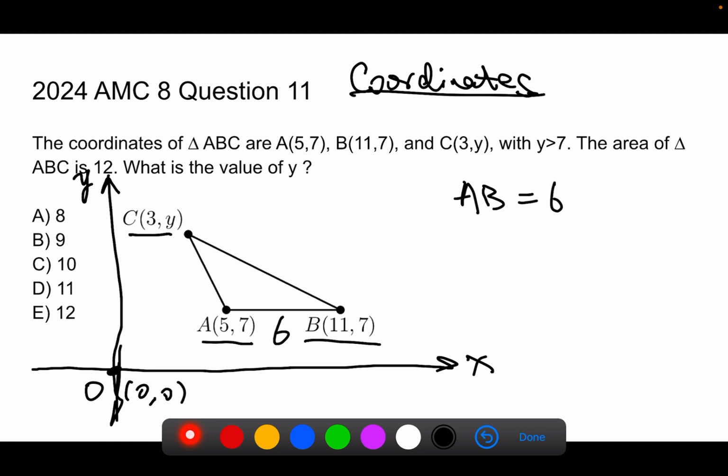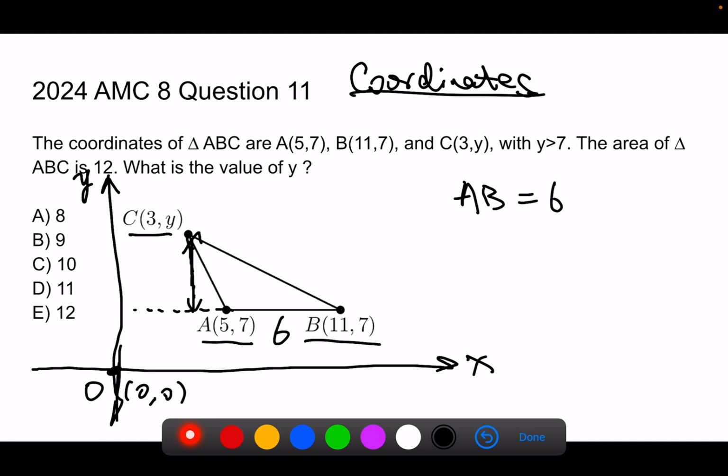Now, coordinates actually make a triangle's area much easier to find, because if you look at C (3, y) and you know y is higher than 7, what would be the height if you use AB as a base? Well, it's going to be this distance. And now, what is this distance?